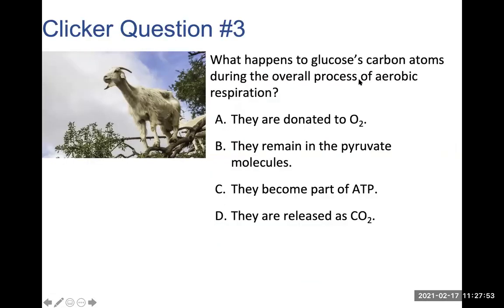So what happens to glucose carbon atoms during the overall process of aerobic respiration?